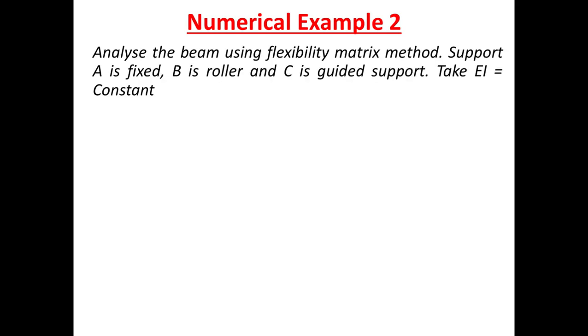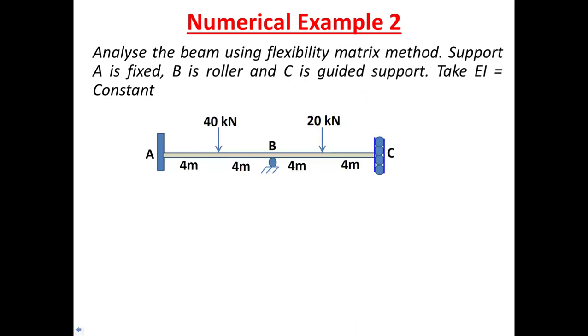So the statement of the problem is: analyze the beam using flexibility matrix method, if support A is fixed, B is roller and C is guided support. Take EI constant. So this is the beam given. Support A is fixed, support B is a roller and support C is a guided support. A guided support is also called a slider.